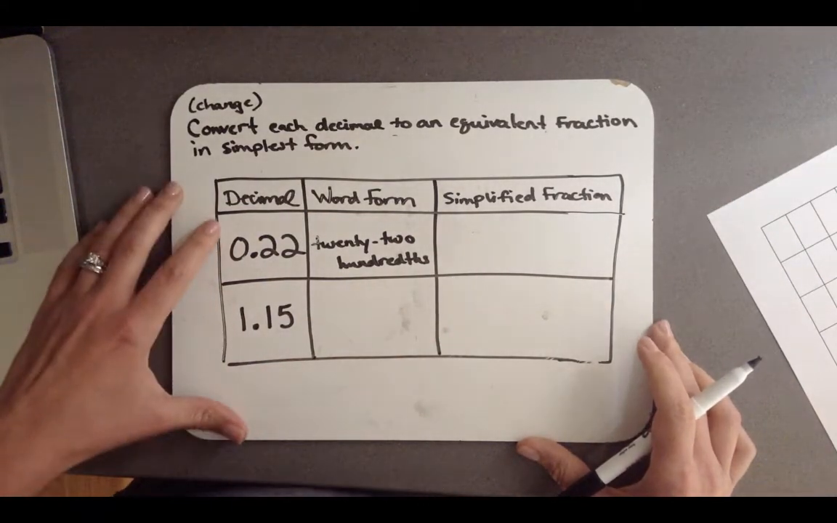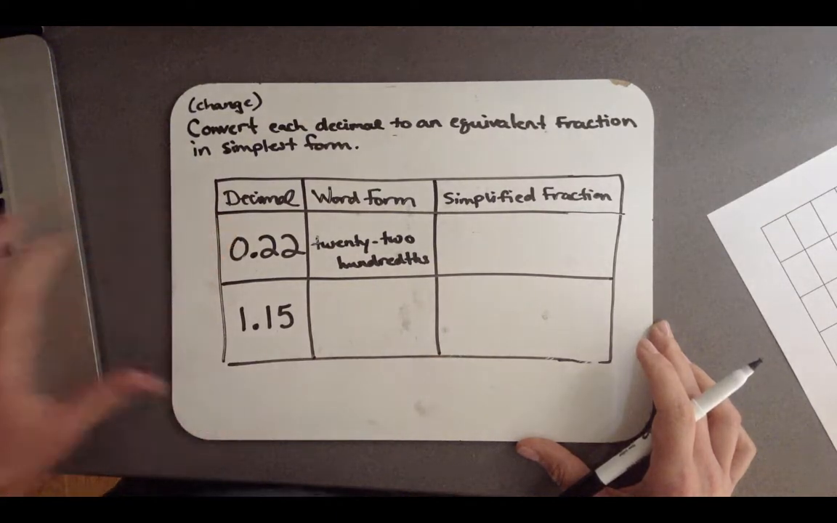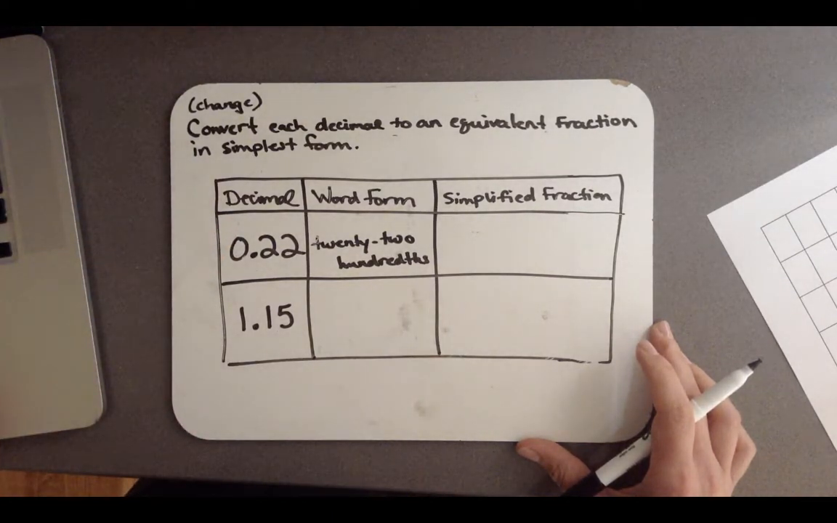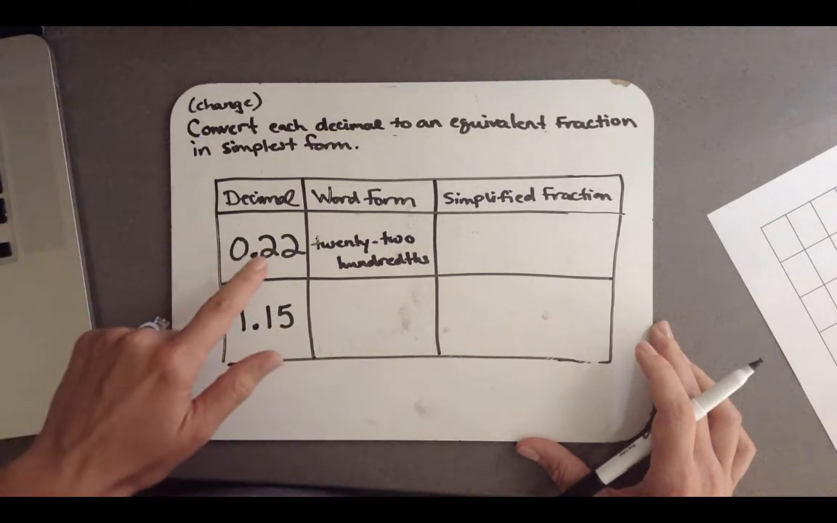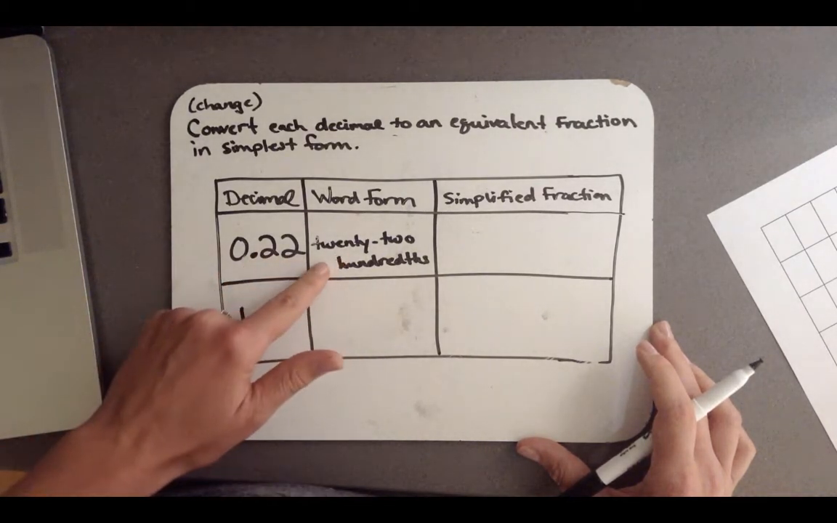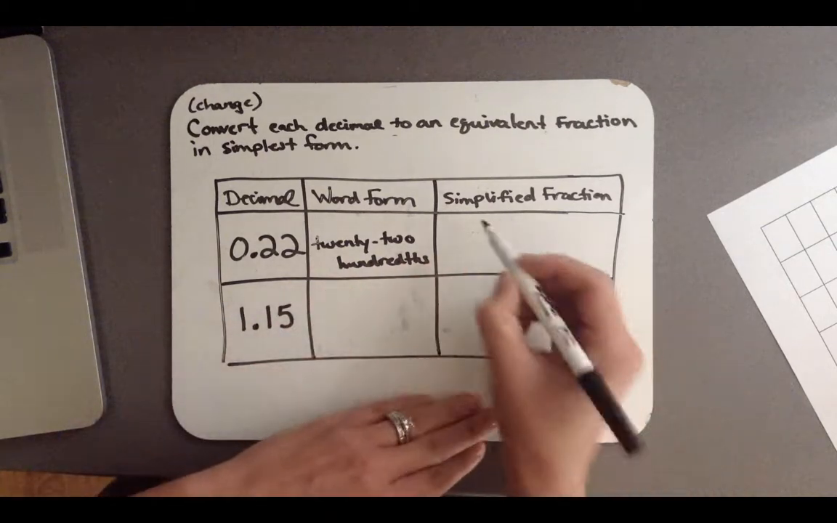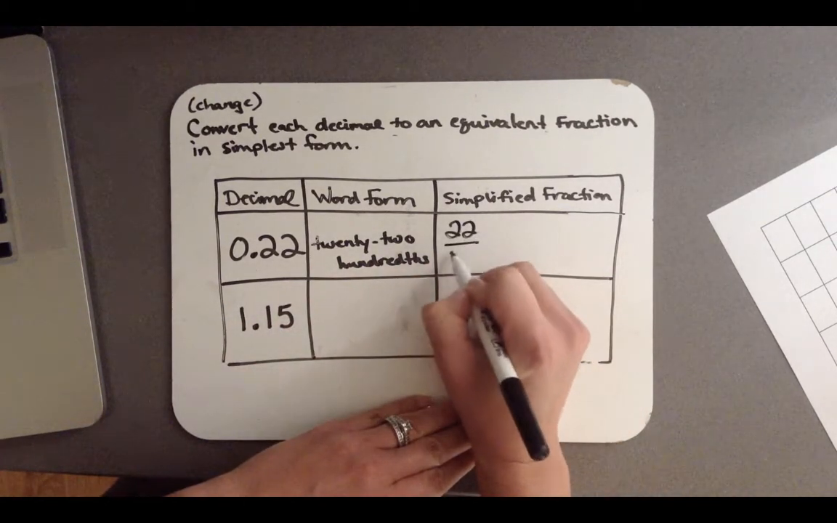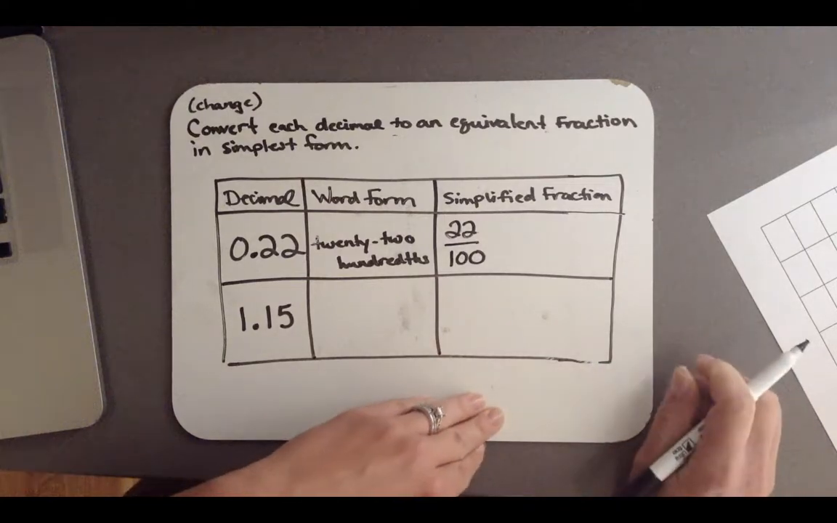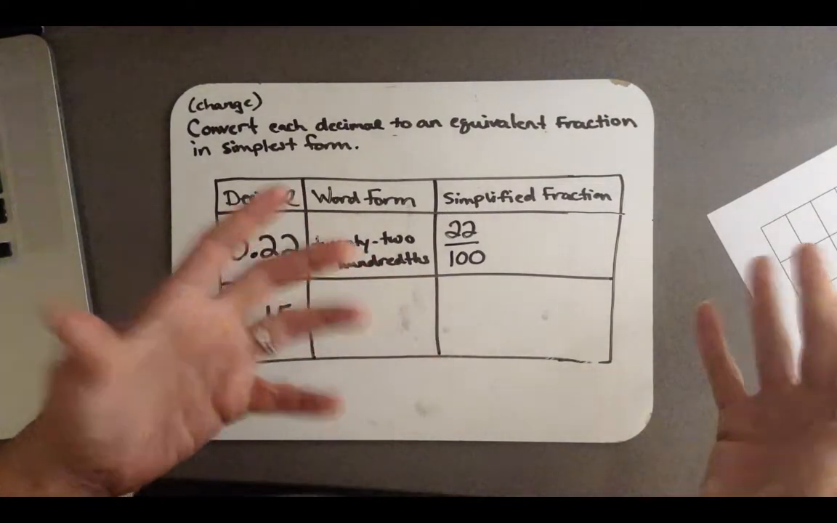So how we read it is how we write it. If you look in your notes, very large above this chart, it says how you read it is how you write it. How do you read this decimal? 22 hundredths. That's how we write it. 22 hundredths. Now, is it simplified?